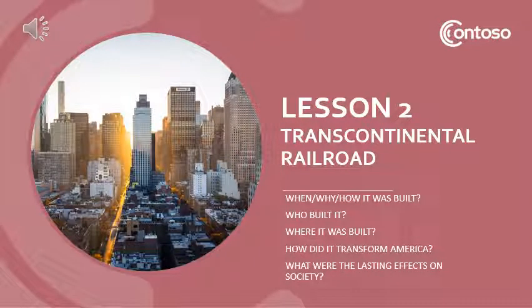Lesson 2 will deal with the Transcontinental Railroad. We'll explore when it was built, why it was built, and how was it built. We'll focus a lot on who built it and where it was built, and how did it transform the landscape of America, and what were the lasting effects on society.